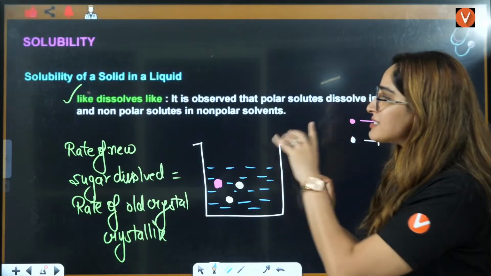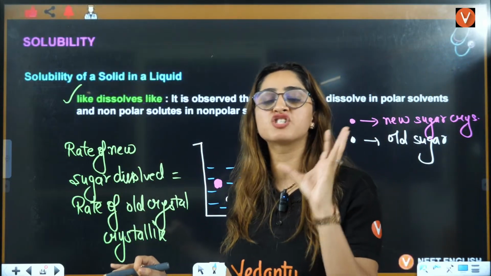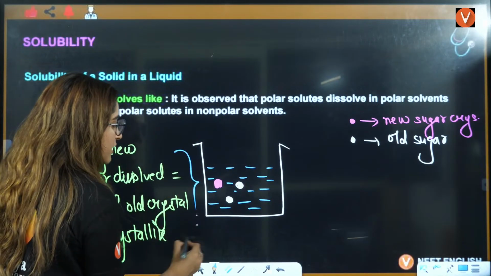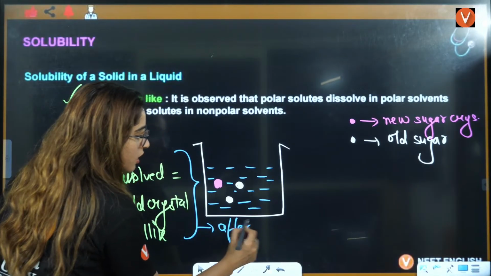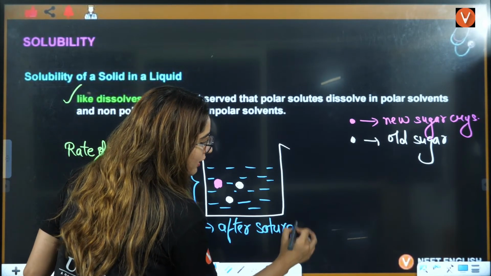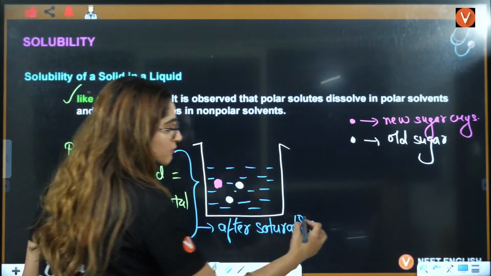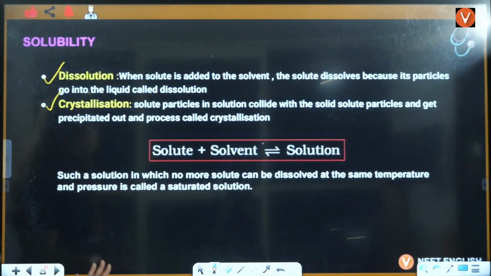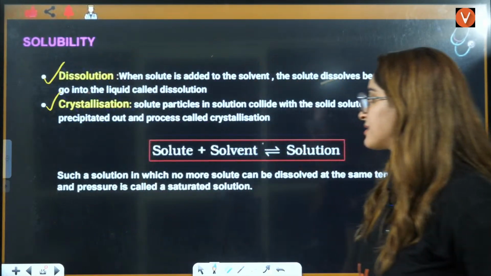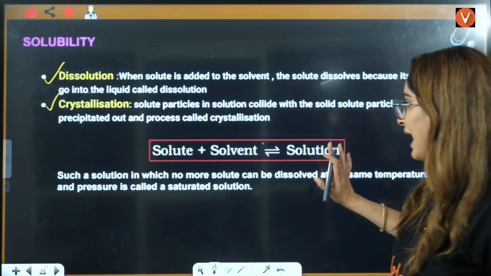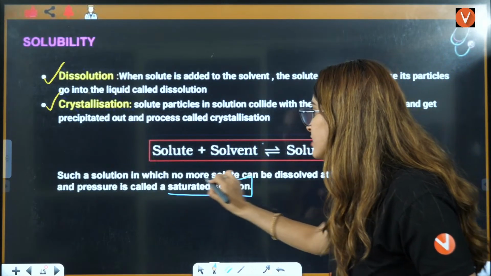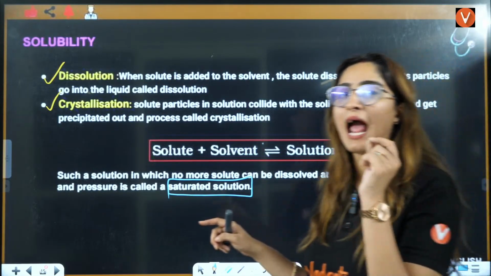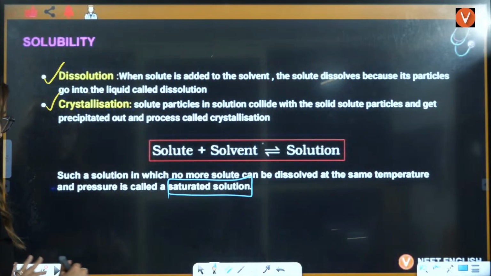Now this has occurred after it has achieved the saturation point. After the saturation point, that means when no more solute can be dissolved. That was a very, very important concept for you, that dissolution and crystallization will become equal. Yes, what is a saturated solution? When no more solute can be dissolved at the same temperature and pressure, that is called a saturated solution.